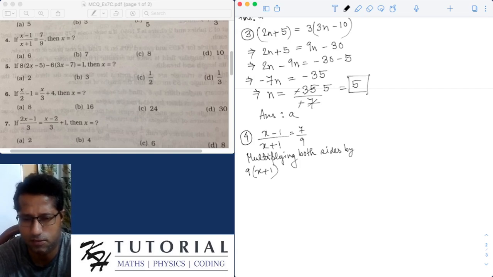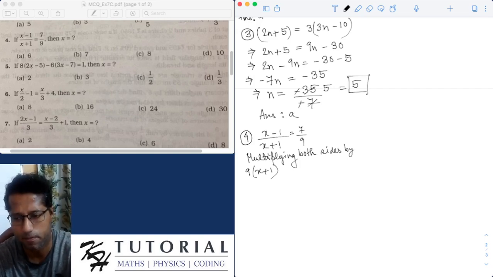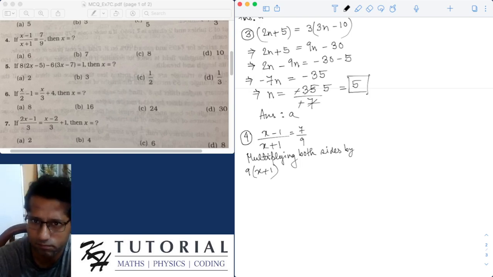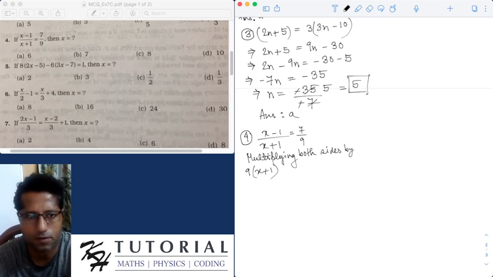X is a variable, it's not a number. We have learned that the rules for solving the linear equation say that you can multiply or divide by the same non-zero number to both sides, and you might have solved all the problems where you multiply with a constant, non-zero number. But please note that you can also, without any problem, multiply both sides by a term, by an expression that has a variable.